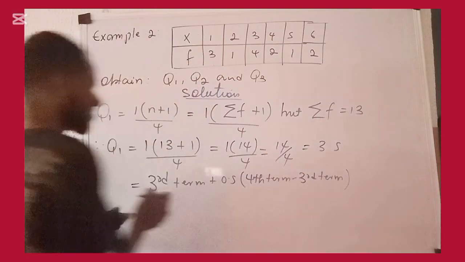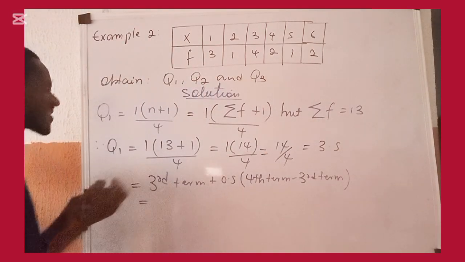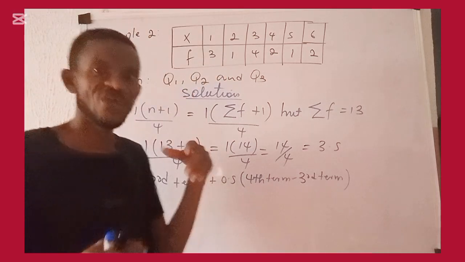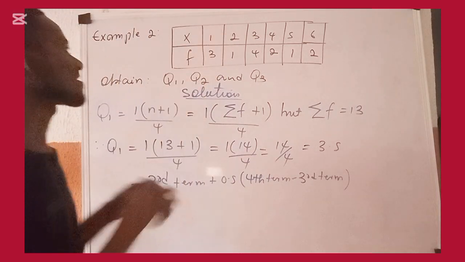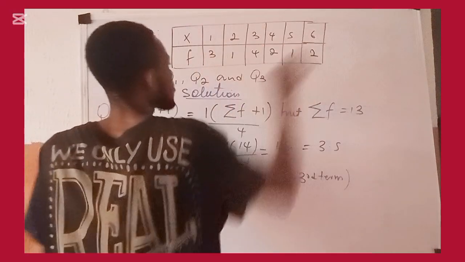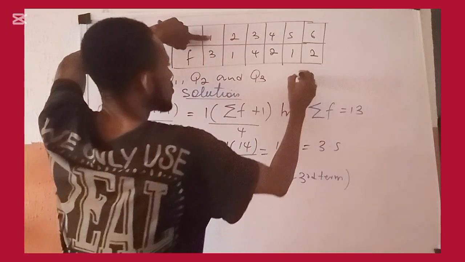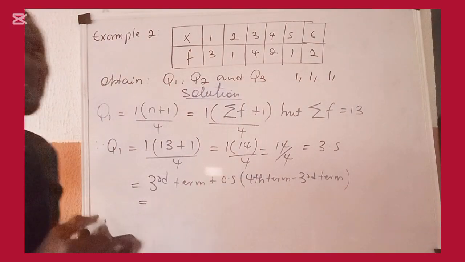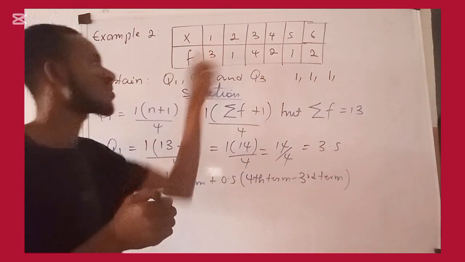We close it. The question here becomes, what is our third term? Let me show you how to arrive at the third term here. Ordinarily, what this means is that 1 occurred 3 times. So if you were to enumerate all these things, you find that 1 is going to occur 1, 1, 1. That's what we mean by this. That 1 occurred 3 times.